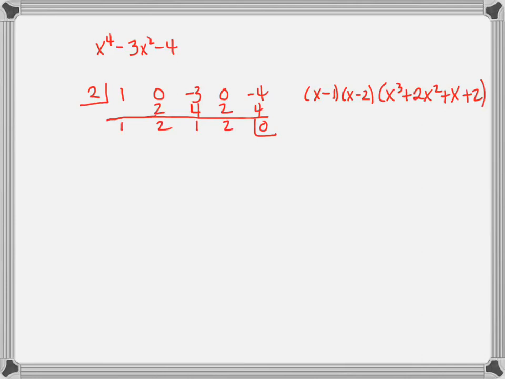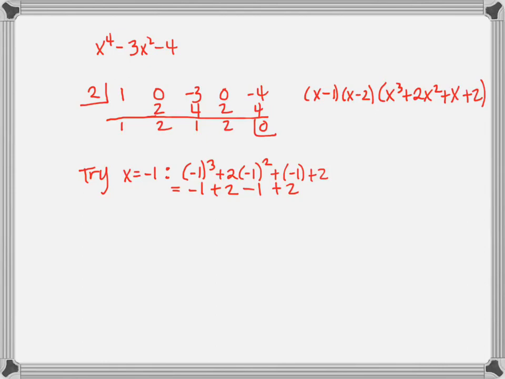I'm just going to keep trying what we're doing. Let's try x equals negative 1. That was another one of our possible rational roots. Substituting negative 1 in for x into this polynomial, we have negative 1 cubed plus 2 times negative 1 squared plus negative 1 plus 2, or negative 1 plus 2 minus 1 plus 2, that's 4. So negative 1 is not a root.